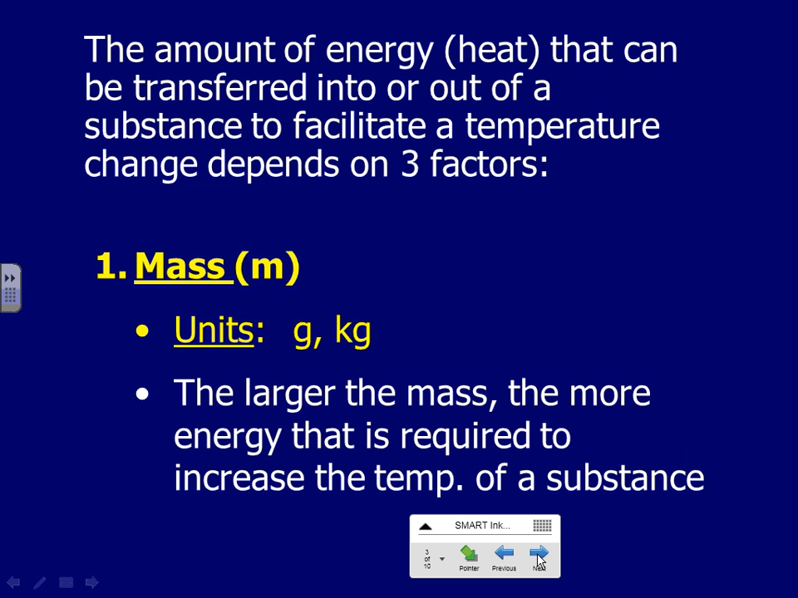Now, some of these next slides, I don't want you to write this all down. I do want you to write the amount of energy. Write the first bullet. And then we're going to just read the next ones, and I'm going to put the equation up and define them in a much quicker way. I find this is overkill. The amount of energy that can be transferred into or out of a substance to facilitate a temperature change depends on 3 factors, and then don't write any more until I tell you to start writing again.